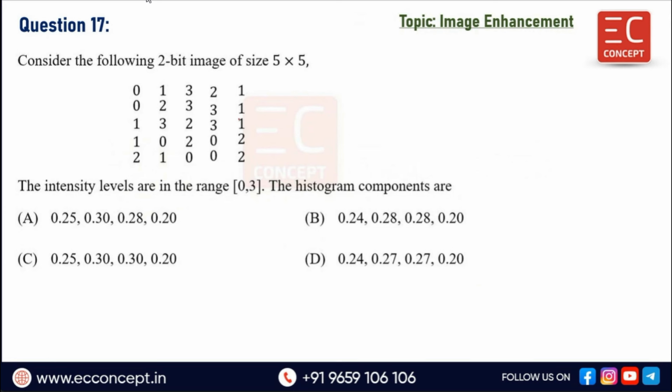ஸோ நெக்ஸ்ட் கொஸ்டின், கொஸ்டின் நம்பர் 17. ஸோ கன்சிடர் த ஃபாலோயிங் 2-bit இமேஜ் ஆஃப் சைஸ் 5x5. இன்டென்சிட்டி லெவல்ஸ் இந்த ரேஞ்ச் கொடுத்துருக்காங்க. ஹிஸ்டோகிராம் காம்போனன்ட்ஸ் என்னன்னு கால்குலேட் பண்ணச் சொல்லியிருக்காங்க. ஓகே. ஸோ இது ப்ராப்ளமேட்டிக் கொஸ்டின்.